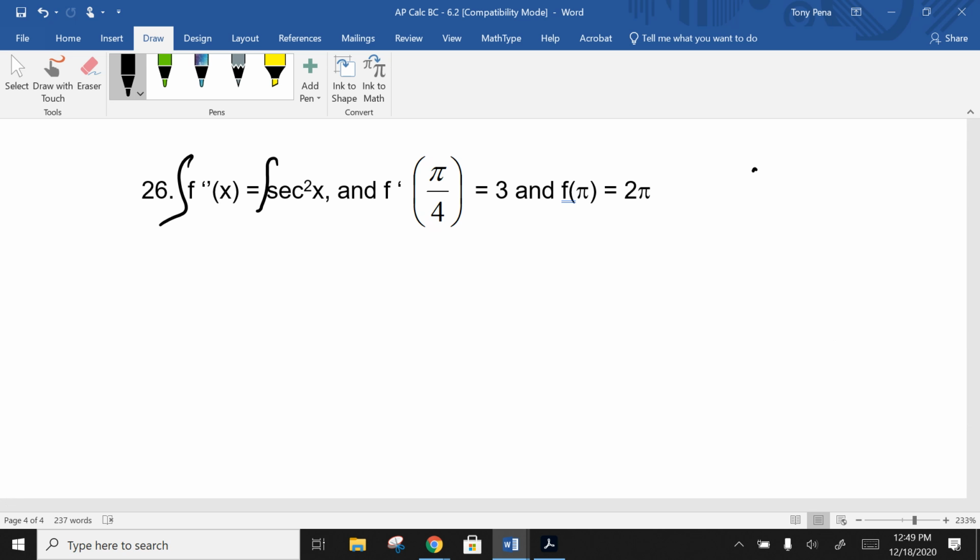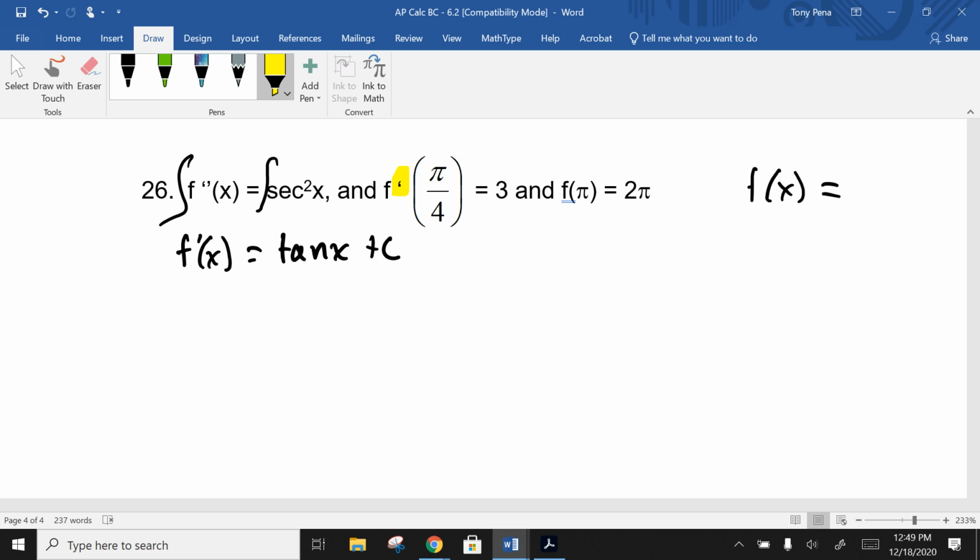I give you a second derivative. I want you to eventually give me the original function. So if we do the antiderivative of the second derivative, that's going to give us the first. And then we get our plus c. We then want to figure out what is the c for our first derivative. So here I tell you that your first derivative has a value of 3 when our x is pi over 4. So let the derivative be 3, and let the x be pi over 4.